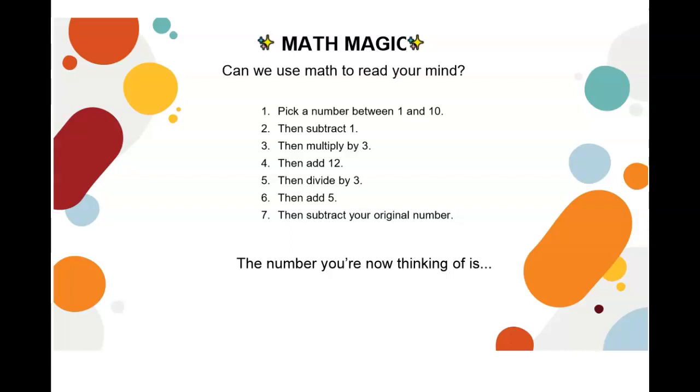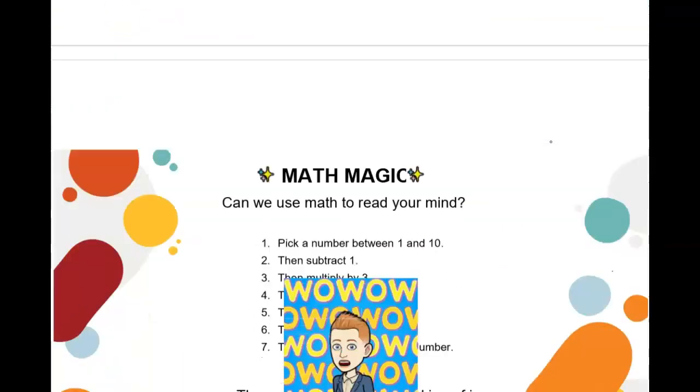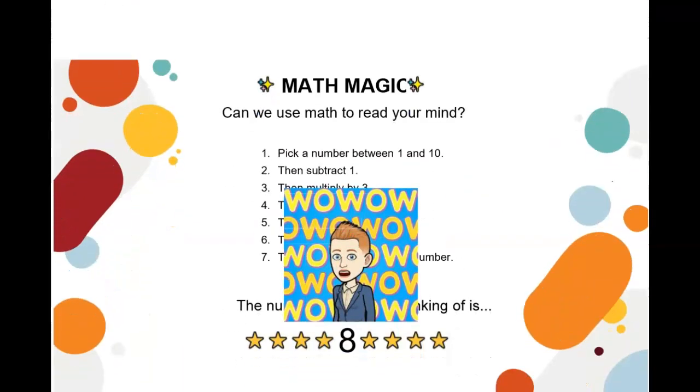Then we add 5. And then we subtract our original number. Since you wrote it down, you can go back and look, what was your original number? Subtract that. And now the number you are thinking of is, was it 8? How did we know that? How did we know it would be 8?